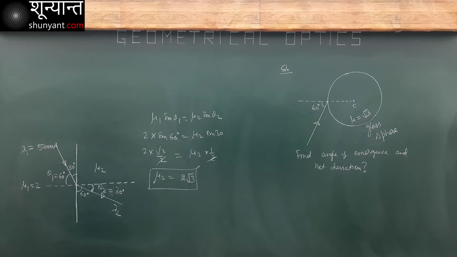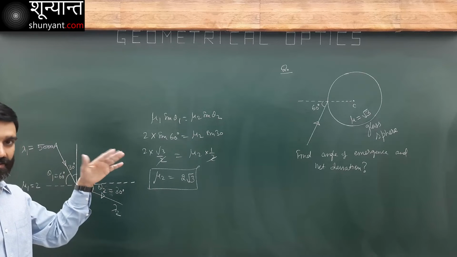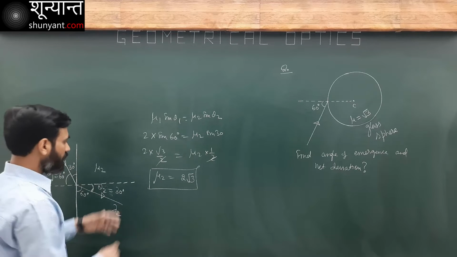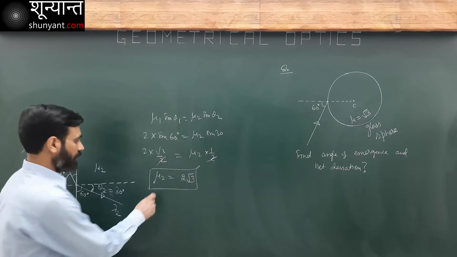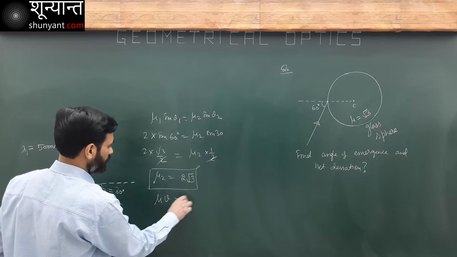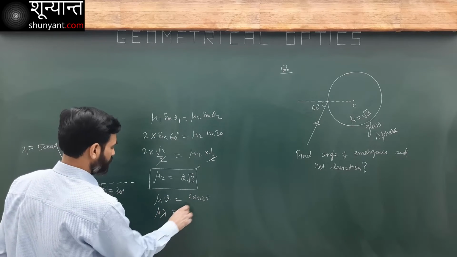2 root 3. Okay, it's 2 root 3. What about wavelength? We just discussed it a few times ago. When light goes from one medium to the other medium, or many mediums, one by one, then we have mu times v is constant, mu times lambda is also constant.